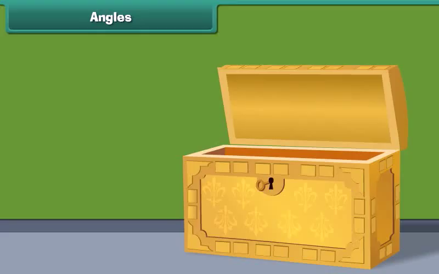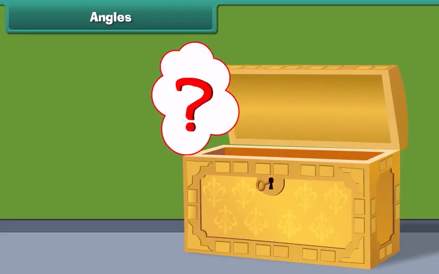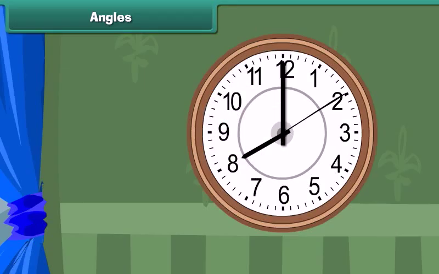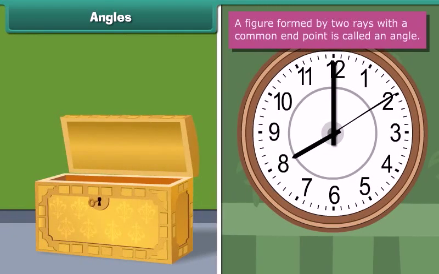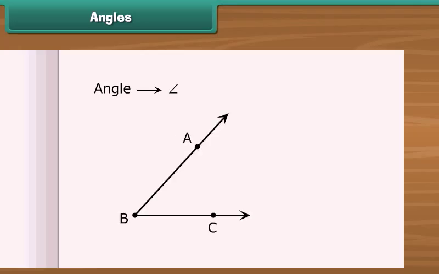Look at this box. What figure does it make? It forms an angle. Similarly, the minute hand and the hour hand in the clock form angles. A figure formed by 2 rays with a common endpoint is called an angle. An angle is represented by the given symbol. This is an angle ABC. It is represented as angle ABC. Here, B is a vertex. A is a point on one ray, while C is a point on another ray.